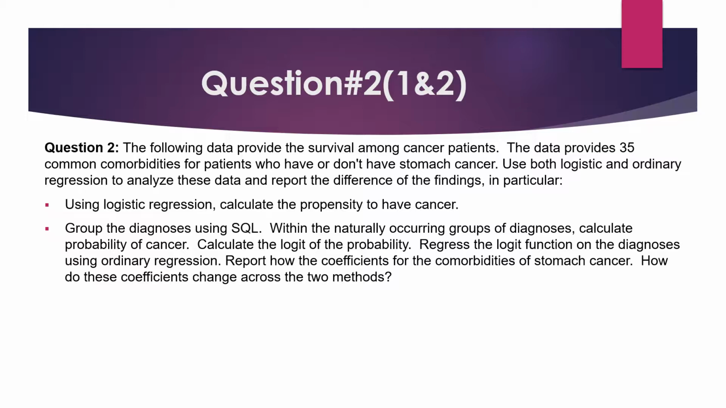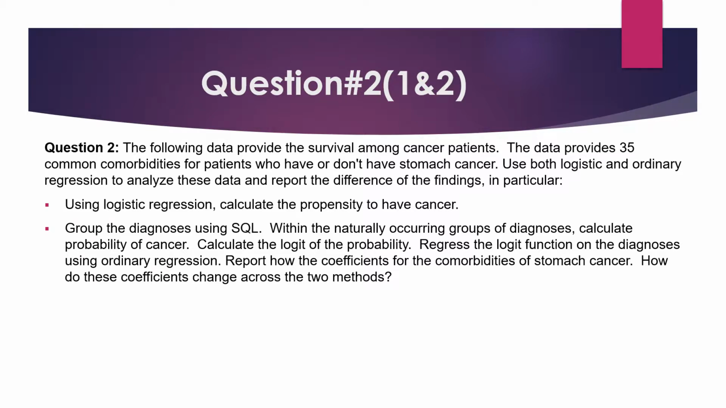I will be focusing on question 2 of the propensity topic, which reads: the following data provides the survival among cancer patients. The data provides 35 common comorbidities for patients who have or don't have stomach cancer. Use both logistic and ordinary regression to analyze these data and report the difference of findings in particular. Using logistic regression, calculate the propensity to have cancer. Group the diagnosis using SQL. Within the naturally occurring groups of diagnosis, calculate the probability of cancer.